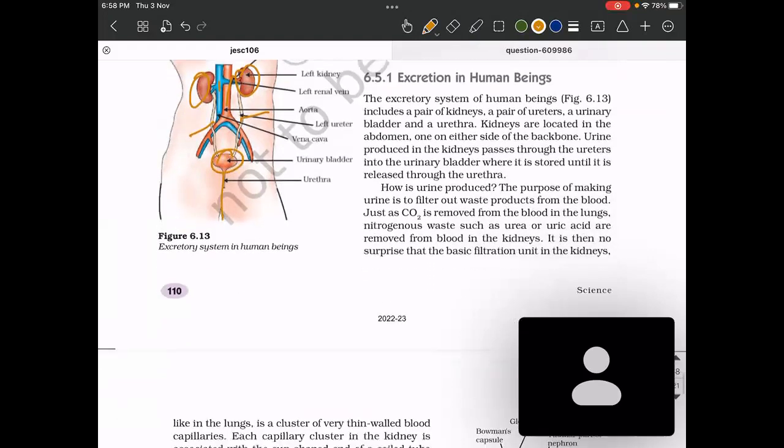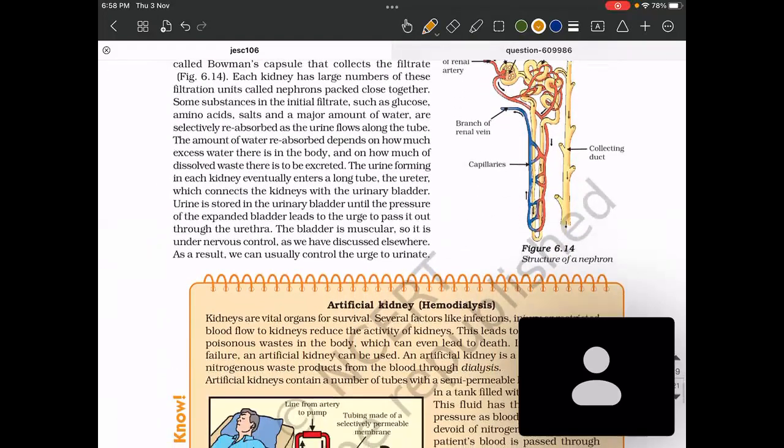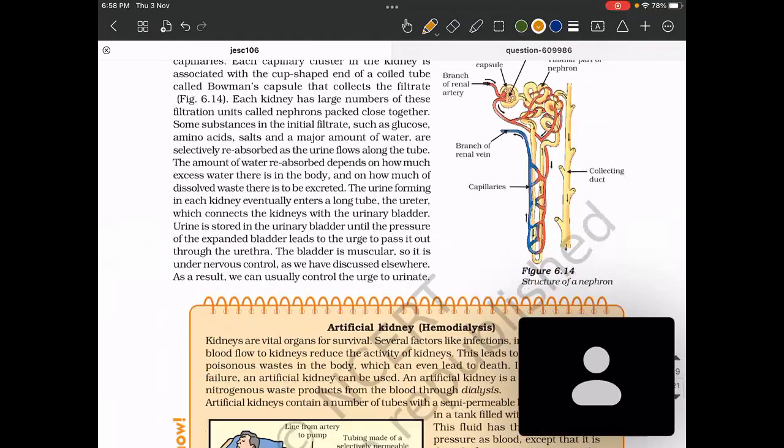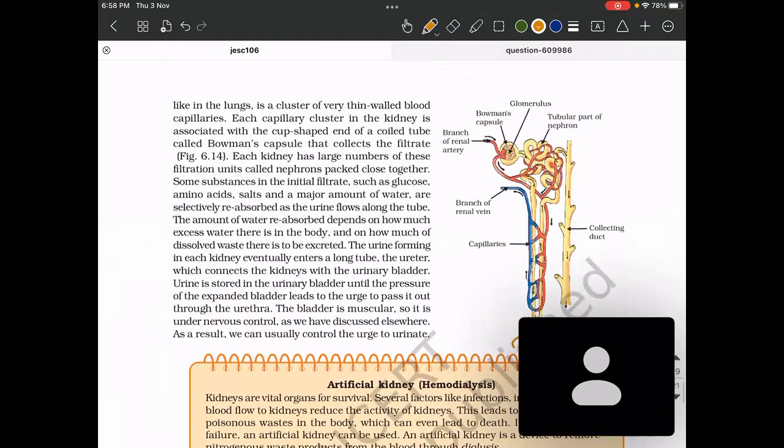And the basic unit of the kidney is what? The functional unit of a kidney is the nephron. The nephron has three components: the glomerulus apparatus, the coiled tubes called PCT and DCT, and the loop of Henle. What is the function of the glomerulus apparatus? This is the glomerulus and Bowman's capsule. Glomerulus apparatus: ultrafiltration.